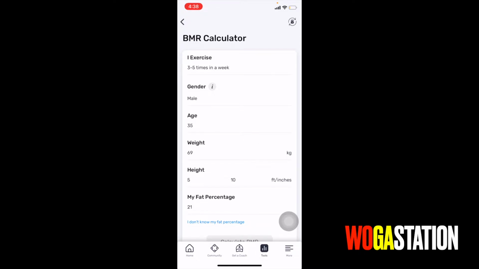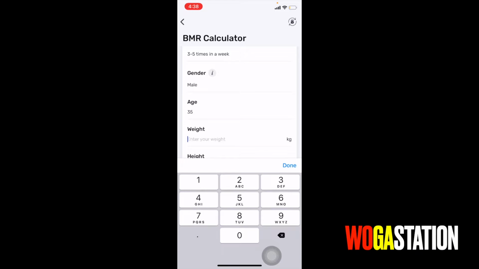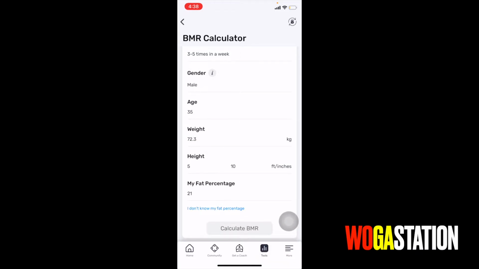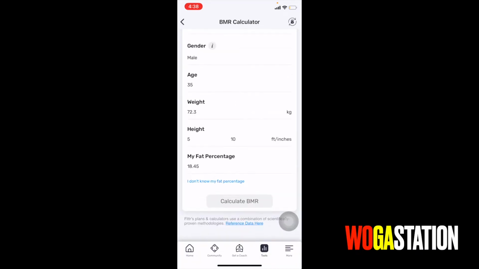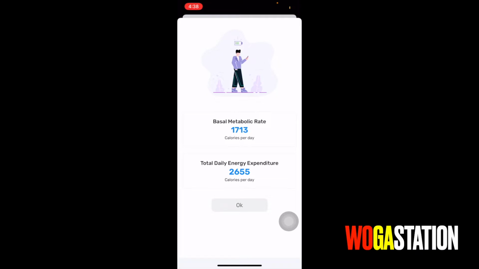Gender is male, age is 35, weight is 72.3 kgs, height is correct, my body fat percentage was 18.45. Okay. Now, as you could see on the screen, the 1713 calories means that if I'm sleeping, if I'm resting, if I'm not doing anything, my body would still consume 1713 calories per day.